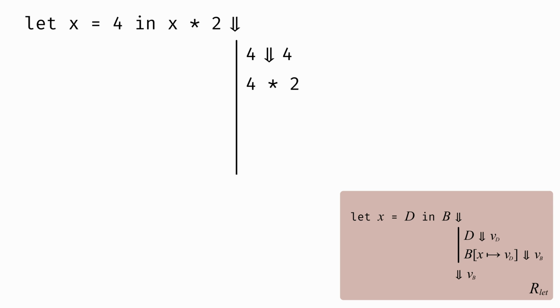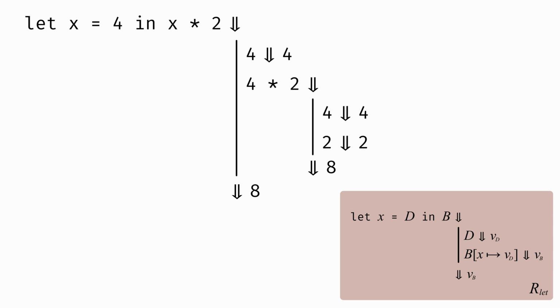4 times 2. And this is just a multiplication, so we know how to evaluate it. We evaluate the 4 to itself and the 2 to itself, so this whole expression evaluates to the product, which is 8. Just by following these rules, we've been able to determine what a let expression evaluates to.